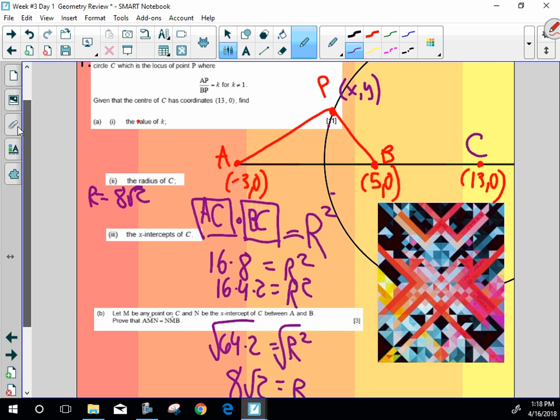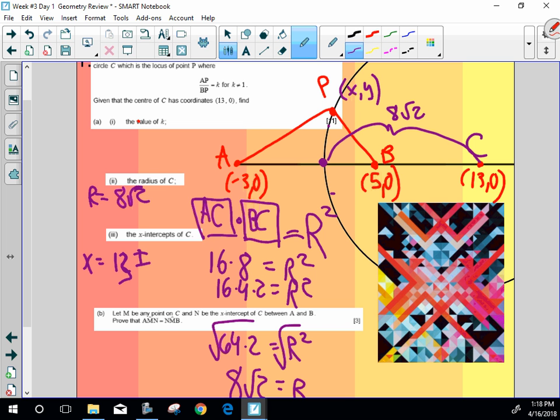Now the x-intercepts will be very easy because how far is it from here to here? 8 square root of 2. So won't the intercepts be equal to 13 plus or minus 8 square root of 2? Those are the two x-intercepts. If you want to put them as (13 minus 8 square root of 2, 0) and (13 plus 8 square root of 2, 0), you got those.